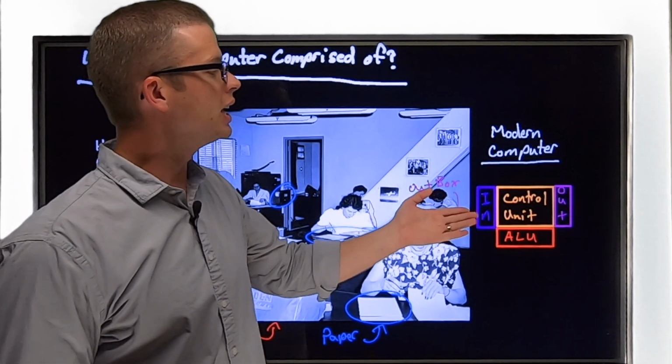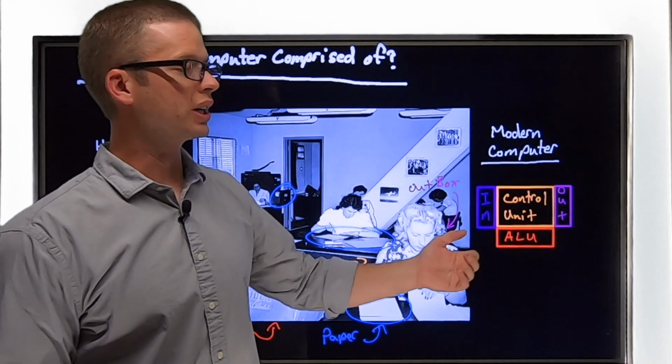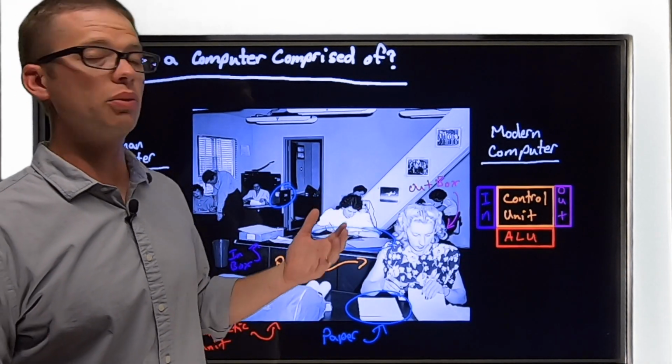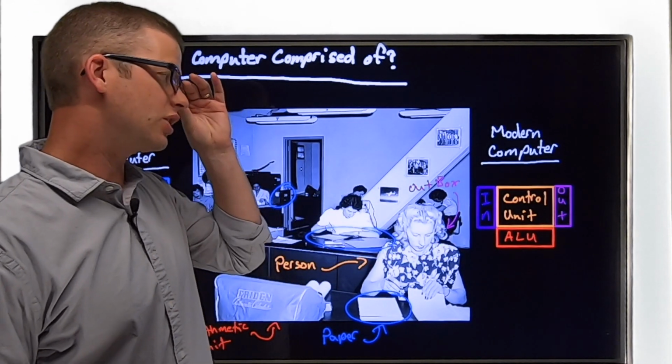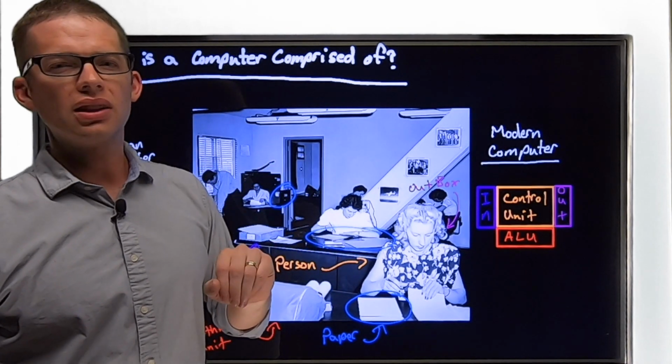And similarly, the means by which input gets into a computer and output gets away from it generally comes down to a pretty simple thing: a set of wires. A set of wires carrying digital signals into and out of the machine. Now, we're simplifying things a little bit.